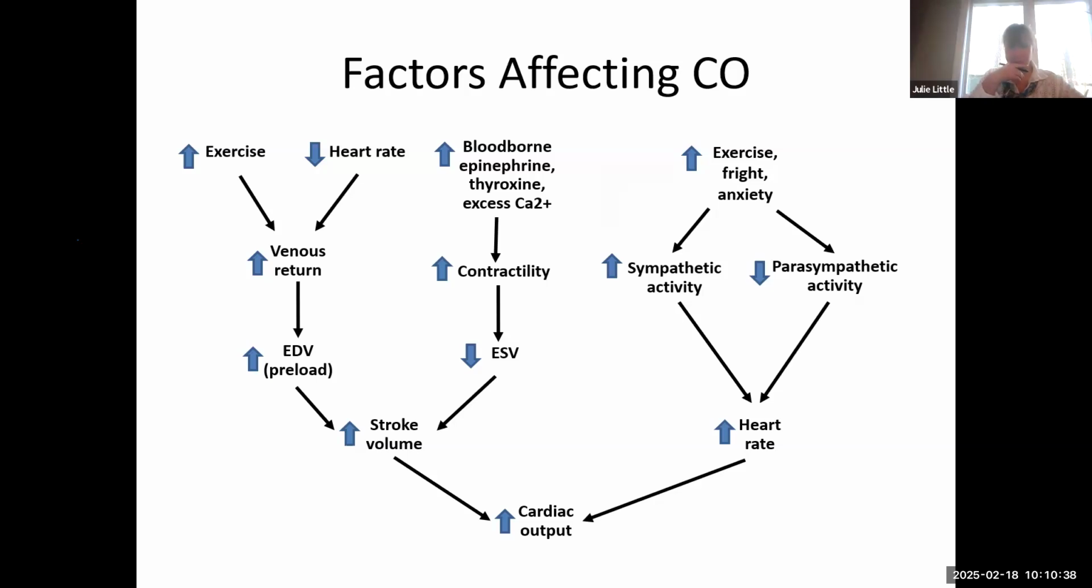This will help you. It really will. Right now, you don't want to look at it. You want to be in denial. You want to put it in your denial pile. But I'm telling you, if someone asks, what are the factors that affect cardiac output? One, exercise does. How? We'll describe that in a second. Heart rate affects cardiac output. How? We'll describe it in a second. Hormones, epinephrine, thyroxine, or excess calcium, which is obviously not a hormone, can affect cardiac output.